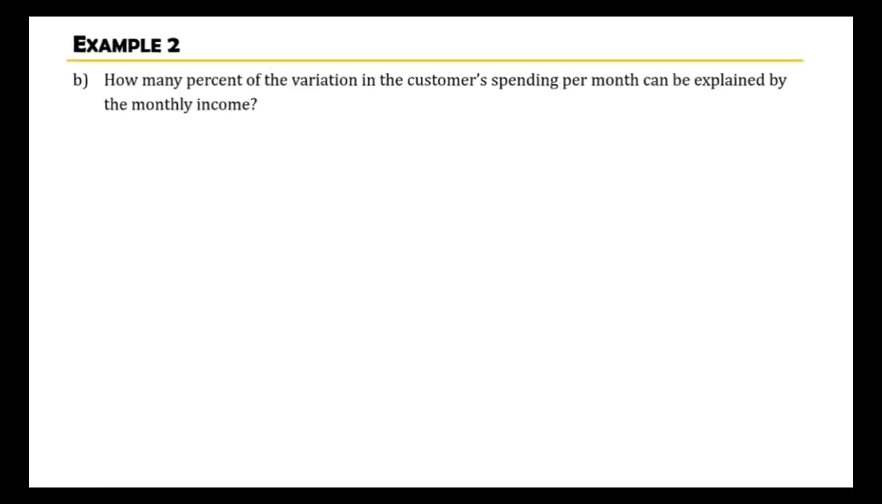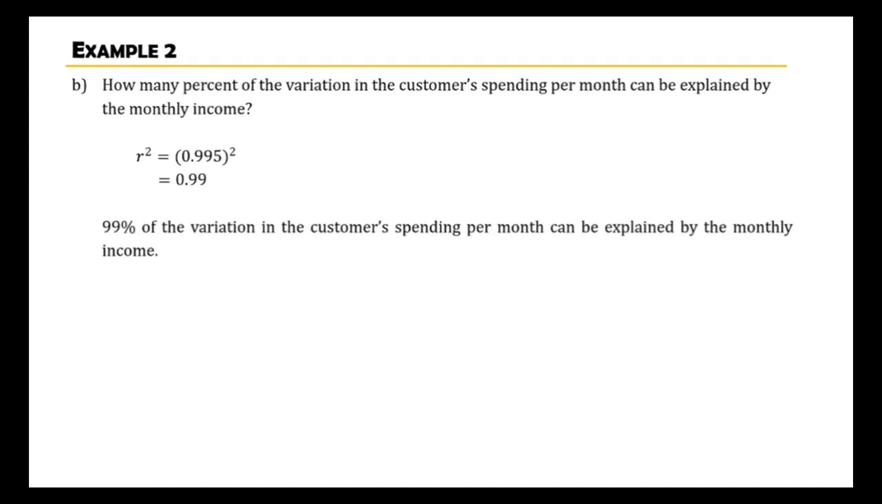So R equals 0.995 means that there is a strong positive correlation between customer spending y per month and monthly income. B, how many percent of variation in customer spending per month can be explained by monthly income? The variation in customer spending means we need to find R squared, which is 0.995 squared, equal to 0.99. So 99% of the variation in customer spending per month can be explained by the monthly income.